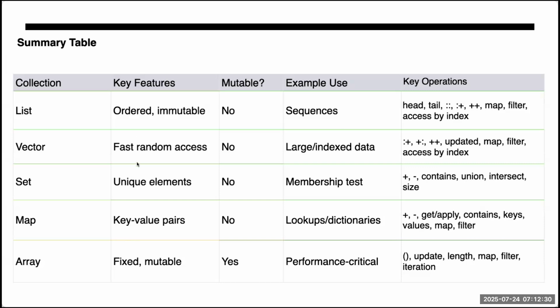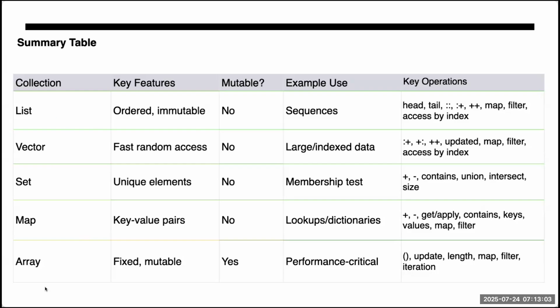Vector you will be using when you want to access your element based on the index, like 0, 1, 2, 3, 4. Array when you have a mutable collection. List when you want ordered and immutable, that time you will be using the list collection. Can we use the 0, 1, 2, 3 index with list? Yes, in the list also you can use it, in the array also you can use it.